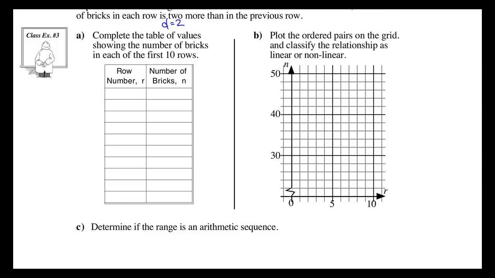So row number 1, we have 28 bricks. Row number 2, we'd have 2 more, so 30 bricks. 3, we have 32 bricks, etc. All right, so if I plot those ordered pairs on the grid, I'm starting at 1 and I'm going up to 28, so right about here. 2 is 30, 3, 32.